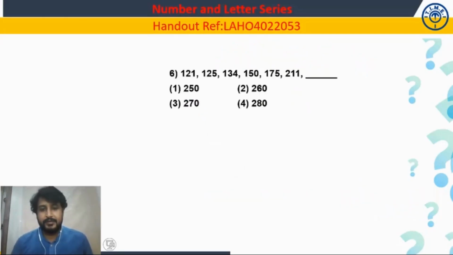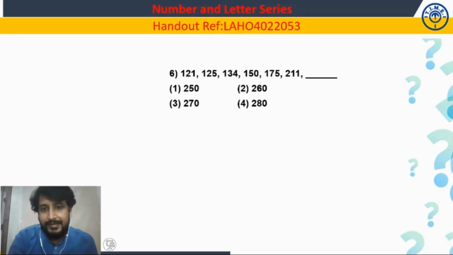Okay. Question number 6. Again, 121, 125, 134, 150, 175, 211. By looking at the number 121, I recognize it as 11 square. And by looking at 125, I recognize it as 5 cube. But the later numbers 134, 150, 175, 211 are neither squares nor cubes. So I need to omit that logic. It cannot definitely be a squares and cubes logic. But think in another way.